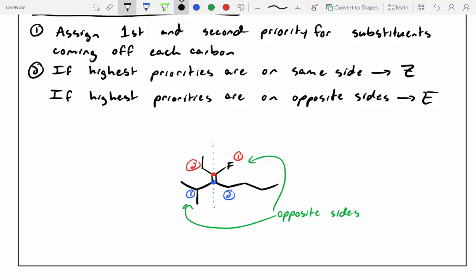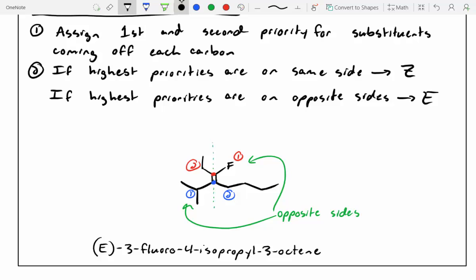So if we were to go ahead and name these, this would be opposite sides. So we would start this with an E, and then put this in parentheses. And then we'd say 3-fluoro, 4-isopropyl, 3-octene.